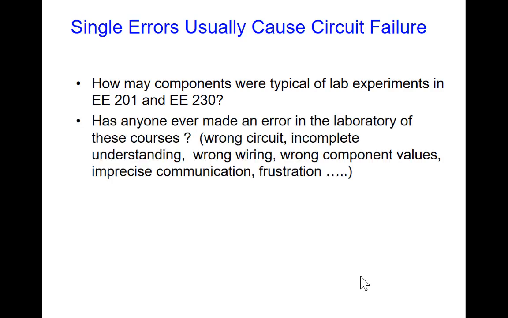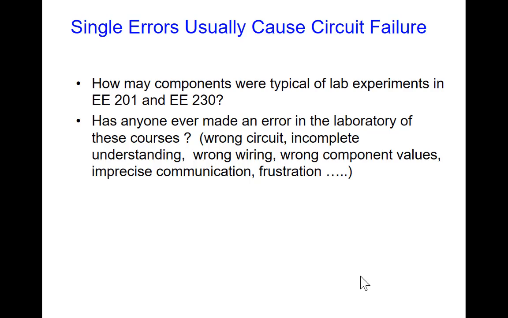Has anyone ever made an error in the laboratory in these courses? A wrong circuit, an incomplete understanding, wrong wiring, wrong component values, imprecise communication between you and the TA or your partner, frustration with things not working like you want them to work. That ever happened? How often did it happen in every lab?